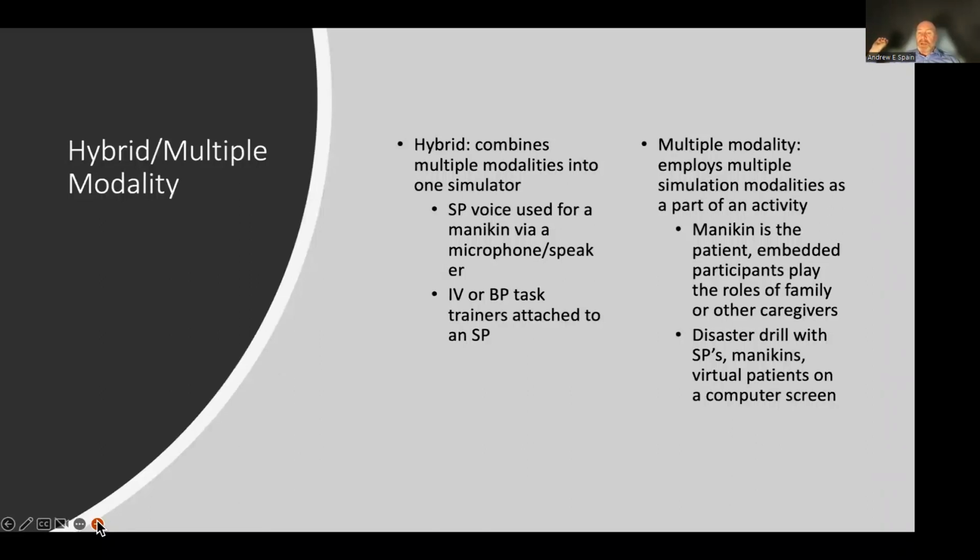I also want to point out, to wrap this section up, the notion of hybrid simulators, which is where you're basically taking a couple of different types of simulators. SPs and task trainers are often put together, for instance, so you can actually start IVs while actually talking to a real patient, but they have an overlay over their arm that can take the needle and the fluid and perhaps some medication administration, whatever it might be.